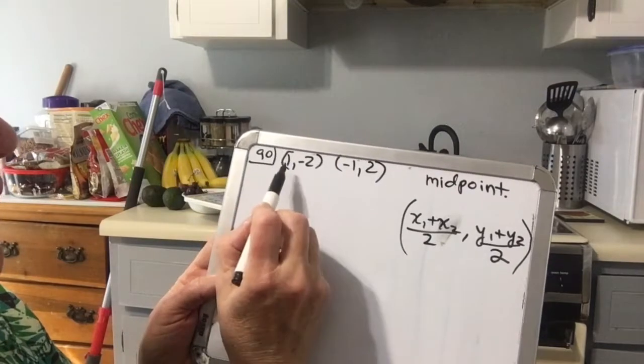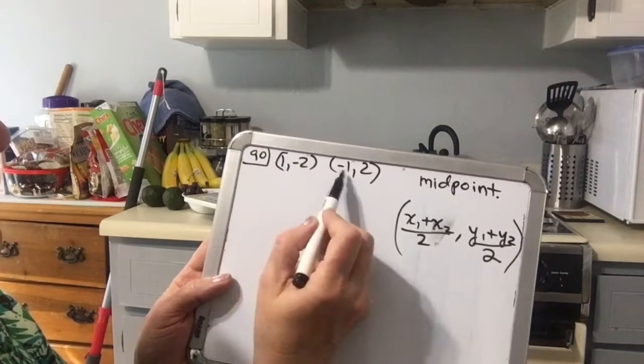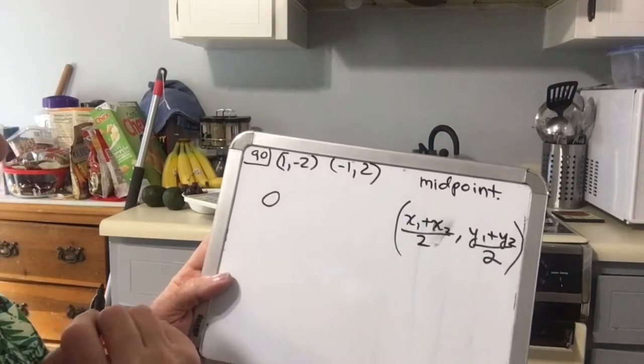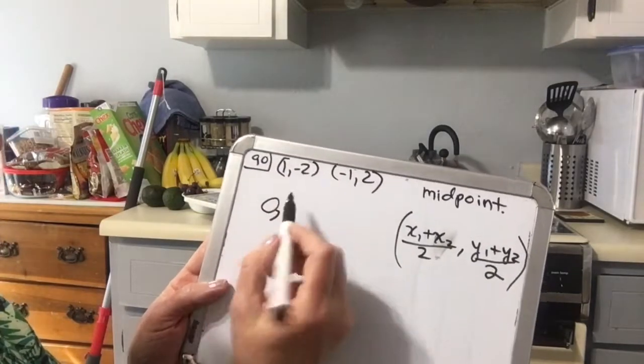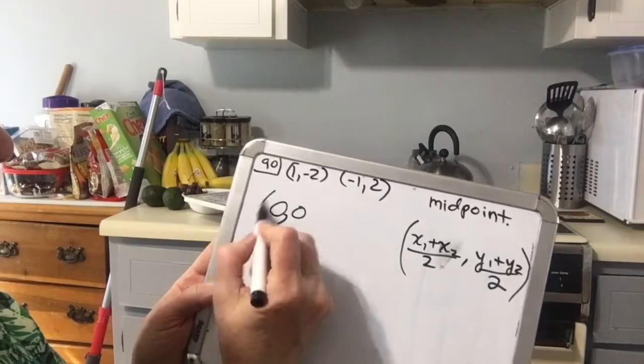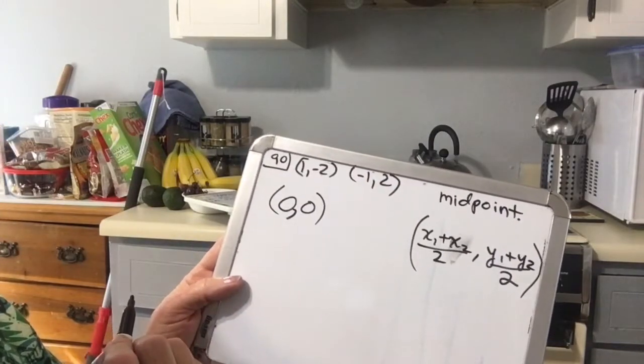So I add together my two x's and I get a 0. And a 0 divided by 2 is still 0. And I add together my two y's and I get a 0. And so 0, 0 is my midpoint.